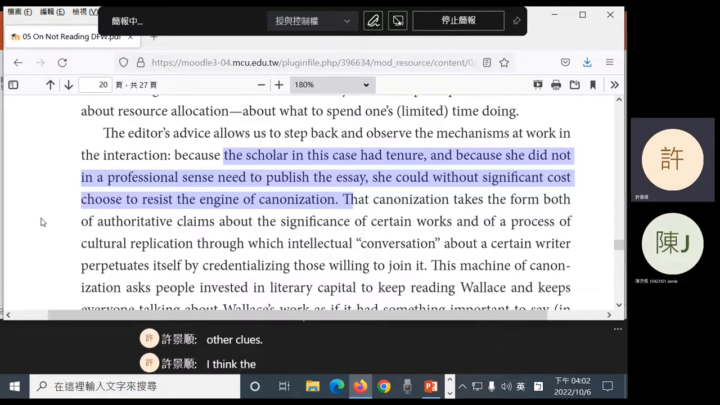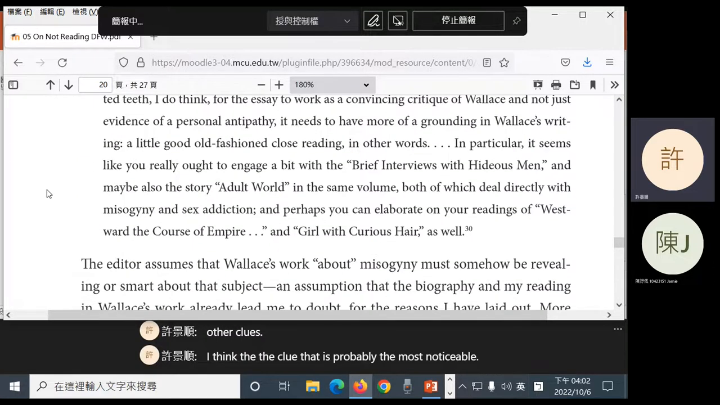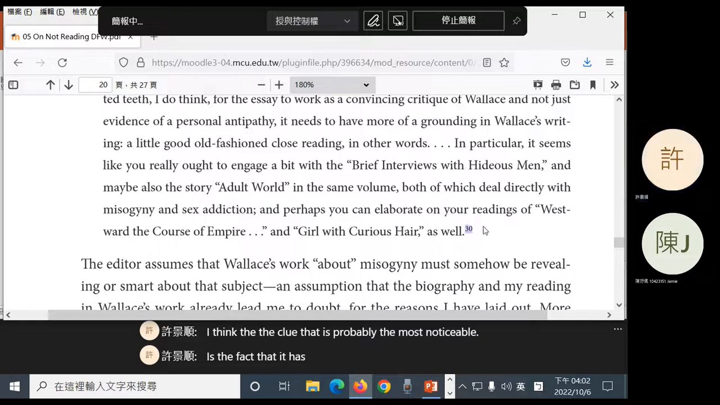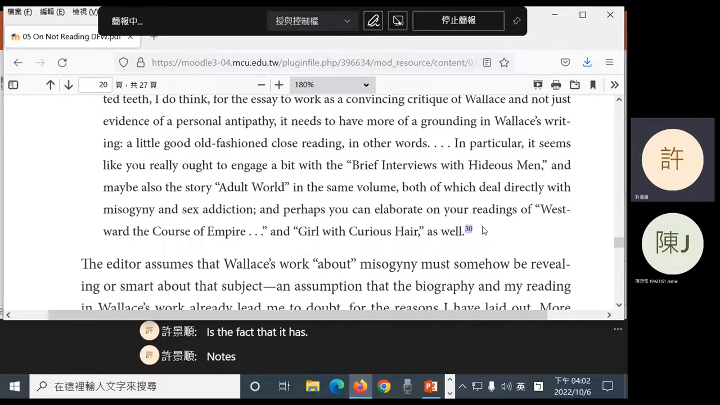I think the clue that is probably the most noticeable is the fact that it has notes. In this case, endnotes, 篇尾注释. We have read 4 essays now. The first essay had, I think, one footnote, 注脚. But the middle two essays had none. And those middle two essays were personal essays. Whereas the first essay was a report in a psychology study. So that's also academic.